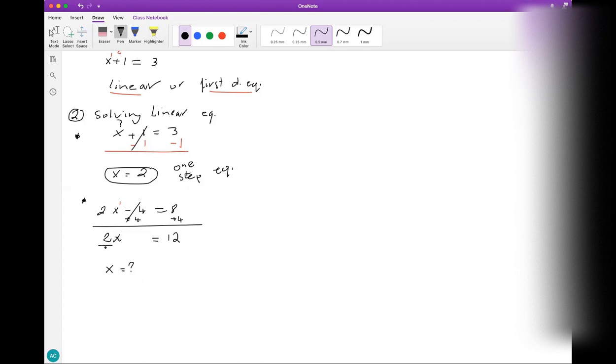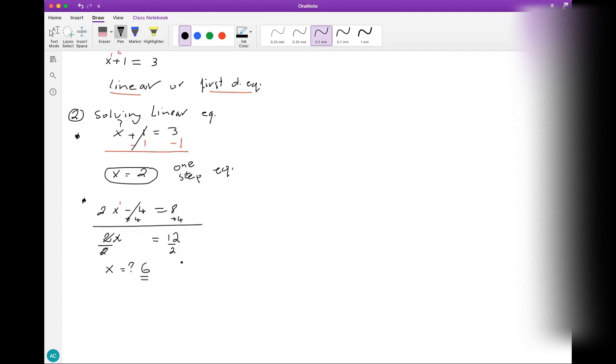2x means 2 times x. We're going to divide by 2 on both sides. So the 2's cancel out. 2 divided by 2 is 1. 1x, or simply x. You can say 1x or just x. And over here, 12 divided by 2, that's 6. And that's the solution we were looking for.